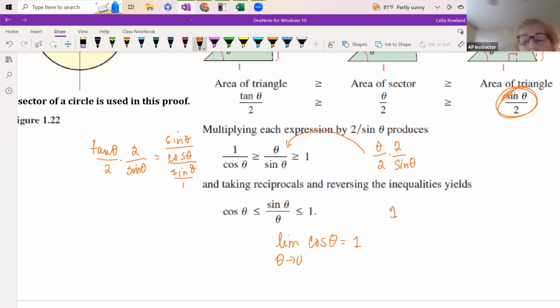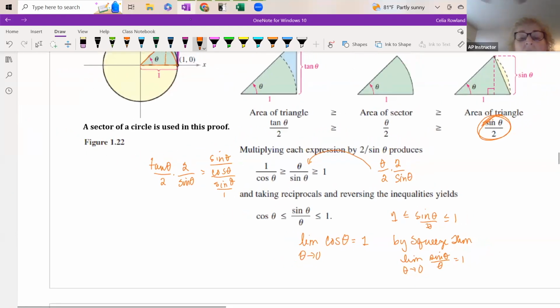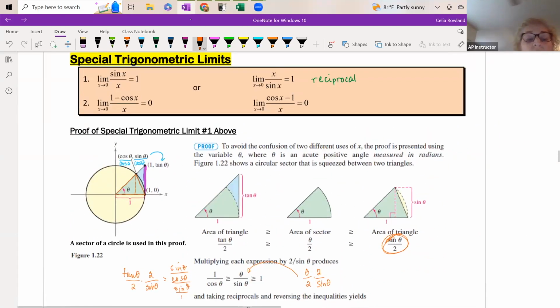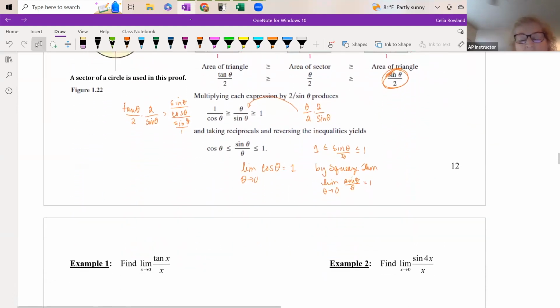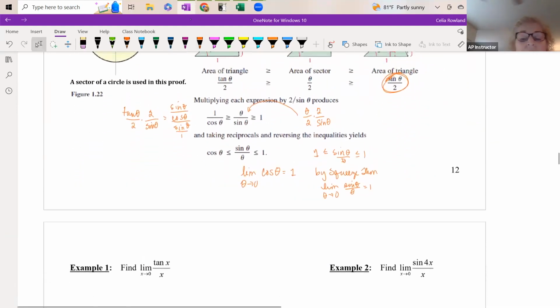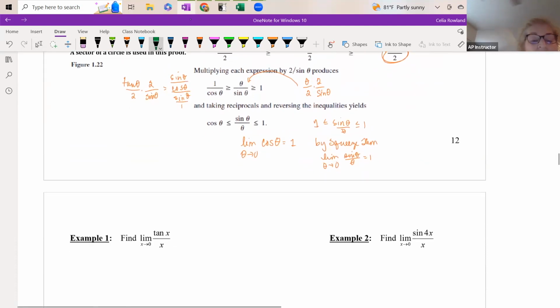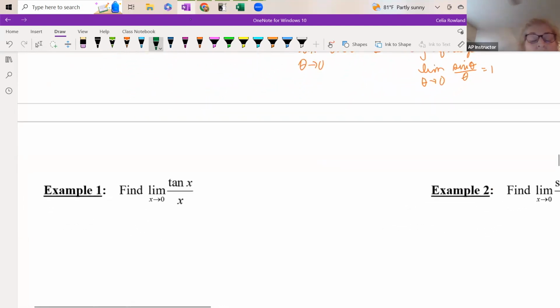So what I have now is 1 is less than or equal to sine theta over theta is less than or equal to 1. So by squeeze theorem, okay, we have shown that the limit as theta goes to 0 of sine theta over theta is actually 1, okay? You can do the same thing for the cosine one. Take my word for it, okay? So what we're going to do now is apply this and see how this works in a few problems.